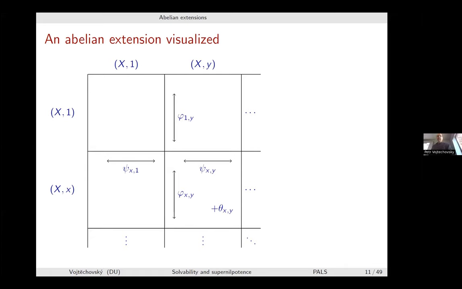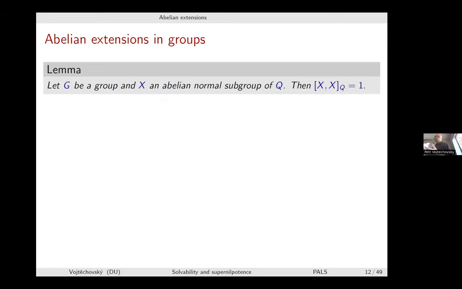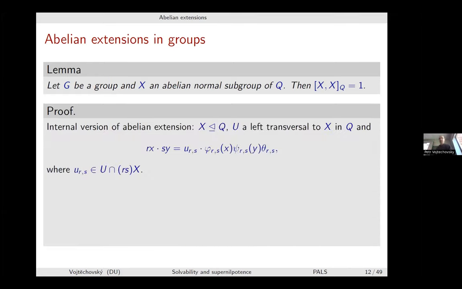So this is how abelian extensions look visualized, and you might wonder, well, this seems like a relatively strong condition to have a table that can be so organized. Yet in groups, for example, the two theories coincide, of congruence solvability and classical solvability, but the proof is very easy. Once you know that, all you have to do is to show that every X, let us say, which is an abelian normal subgroup, induces an abelian congruence. That's all we need to prove for groups, and the proof is this one line, which is still not on the screen but will be in a second.